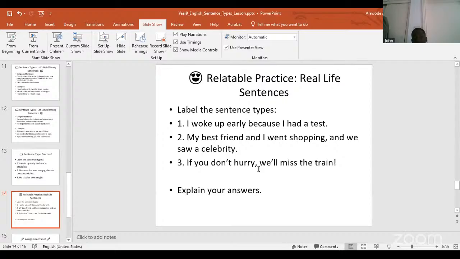If you don't hurry, you will miss the train. Okay, it's a complex because it has if. If you don't hurry, it has a dependent and an independent clause. Amazing. Good job.